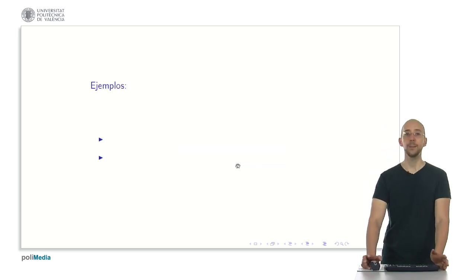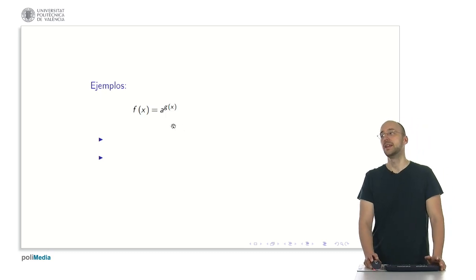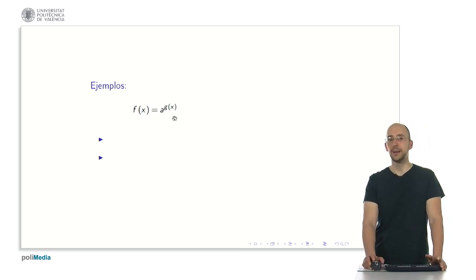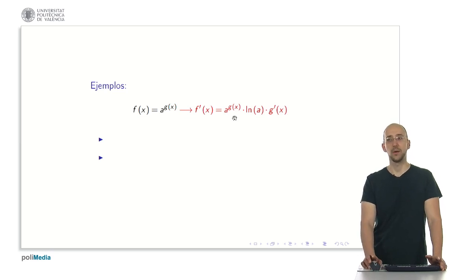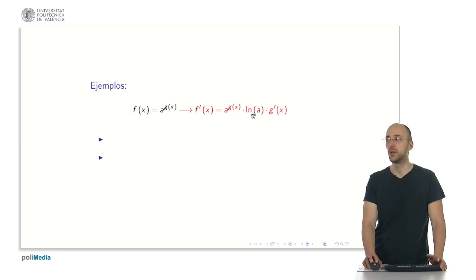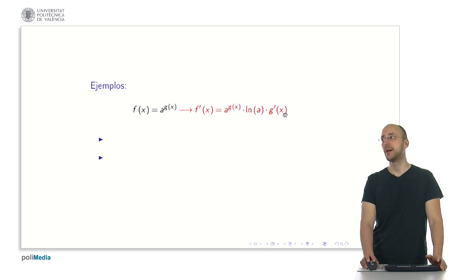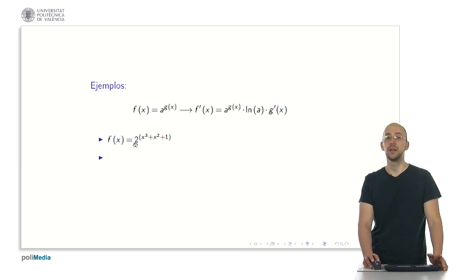Let's generalize this. What if I have functions of the form a raised to the power of g of x? As we mentioned earlier, the derivative is quite similar to that of e raised to the power of g of x with the addition of the natural logarithm of a. So, the derivative of a raised to the power of g of x remains equal, times the natural logarithm of a times g prime of x, the derivative of the exponent. Let's see some examples. It's quite similar to what we've seen before, but this time, instead of the number e, we have the number 2.